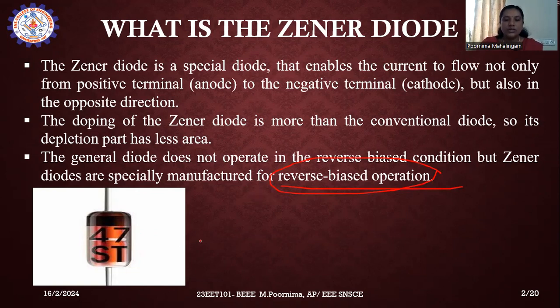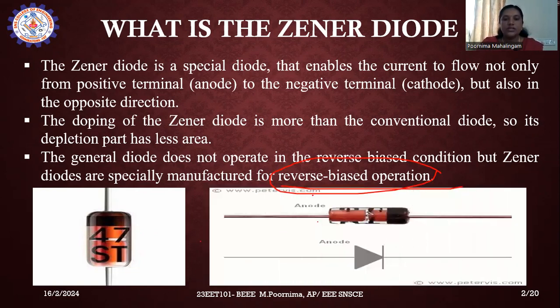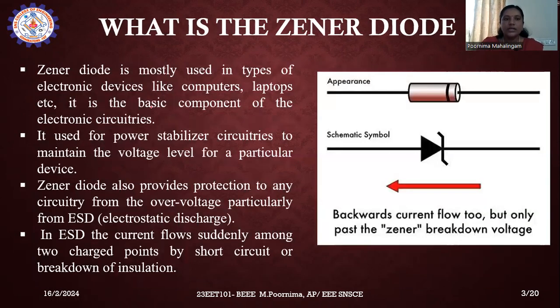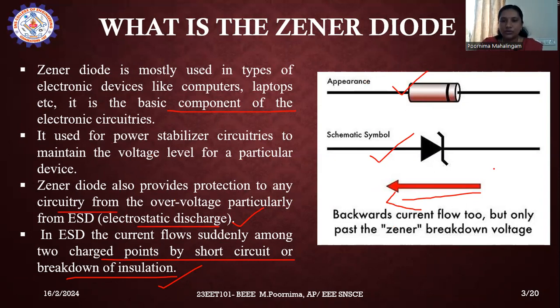Here is the picture, this is the Zener diode, and this is the symbol: anode, cathode. The Zener diode is a widely used electronic device in computers, laptops, and basic components. It is used as a power stabilizer, that is, a voltage regulator, and it is also used for electrostatic discharge, the sudden current flow between charged points caused by shorts or breakdown of the insulator. That is ESD, electrostatic discharge. Here we can see its appearance, the symbol, and the backward flow from cathode to anode.